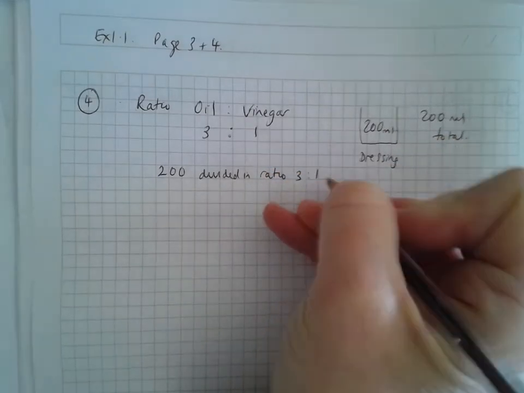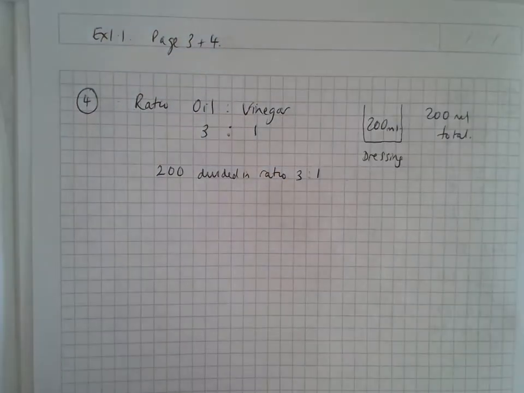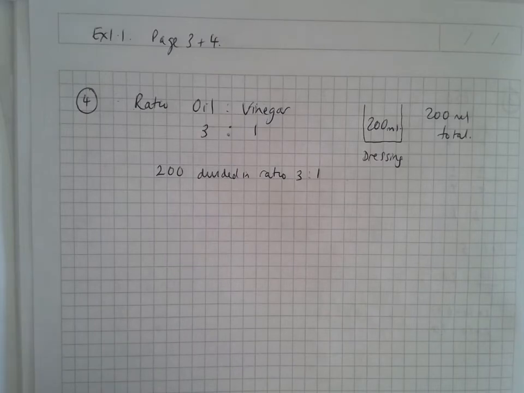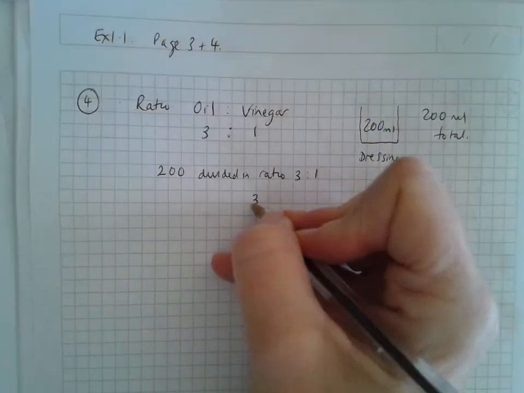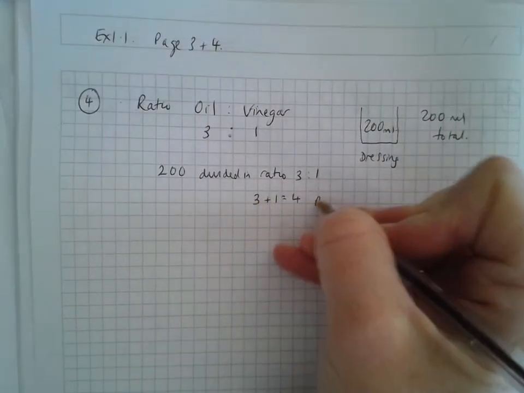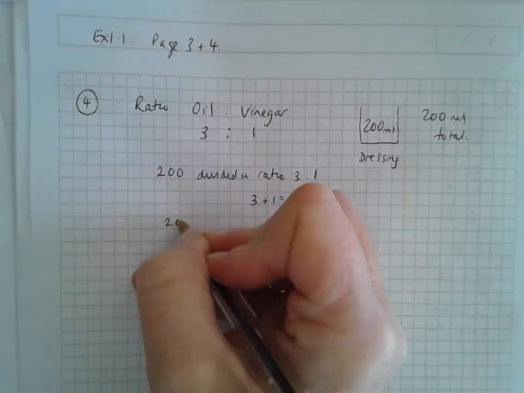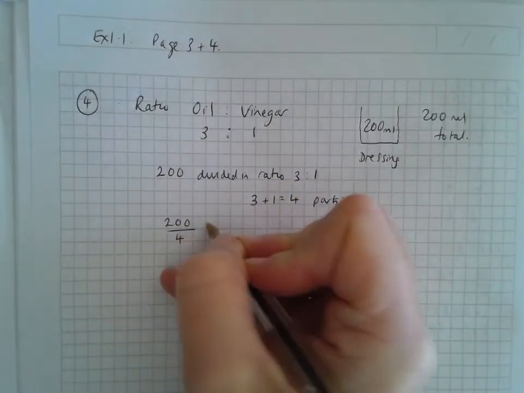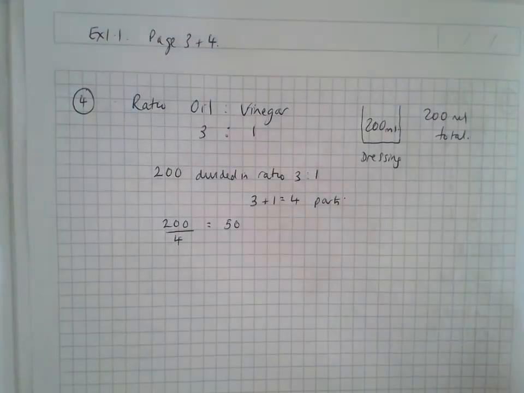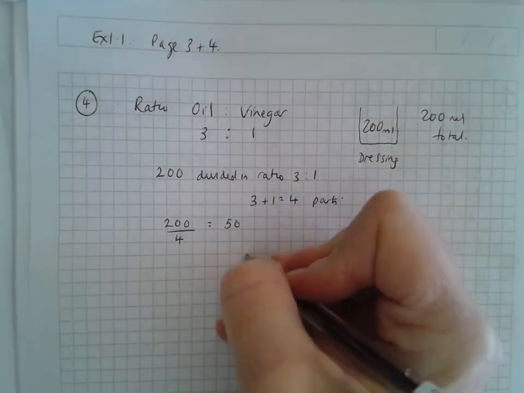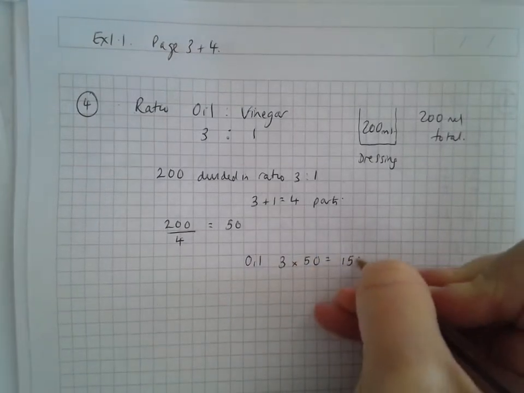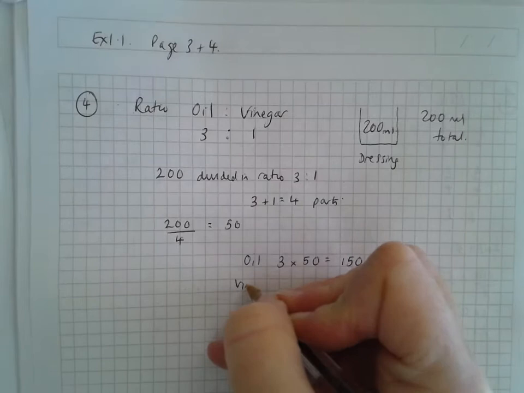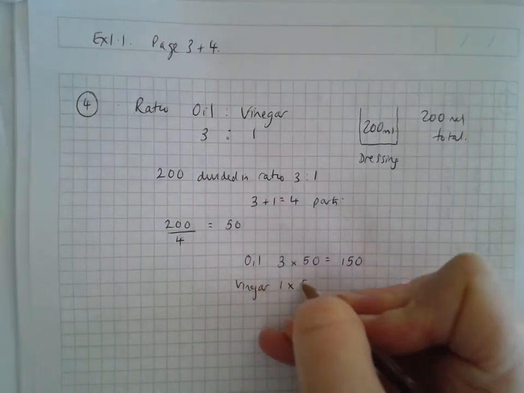So that's easy, isn't it? I mean, that's just like the earlier questions that we found very straightforward yesterday. So a quick reminder of how we do that. It's divided in the ratio 3:1. So altogether we have 3 plus 1 equals 4 parts. So there's 200 ml divided into 4 parts. Each part must be 50 ml. So our oil, which is going to be 3, is 3 by 50, which is 150. And our vinegar, which is 1 by 50, so it's going to be 50 ml.